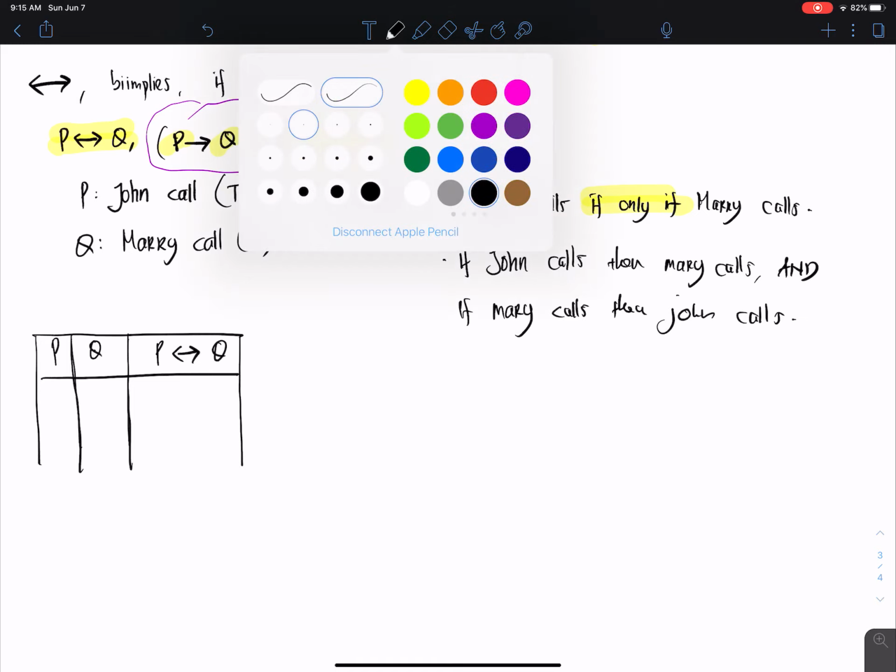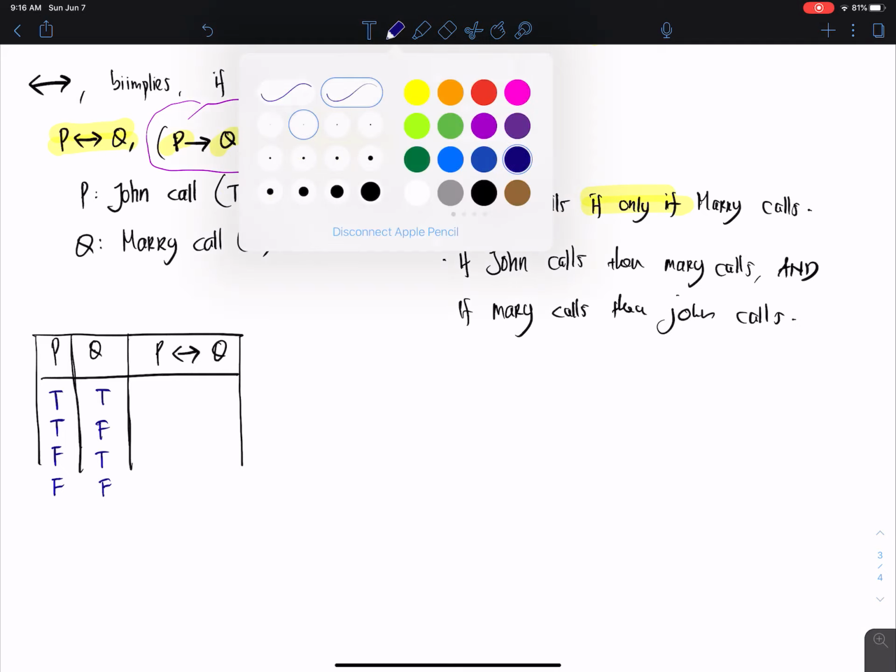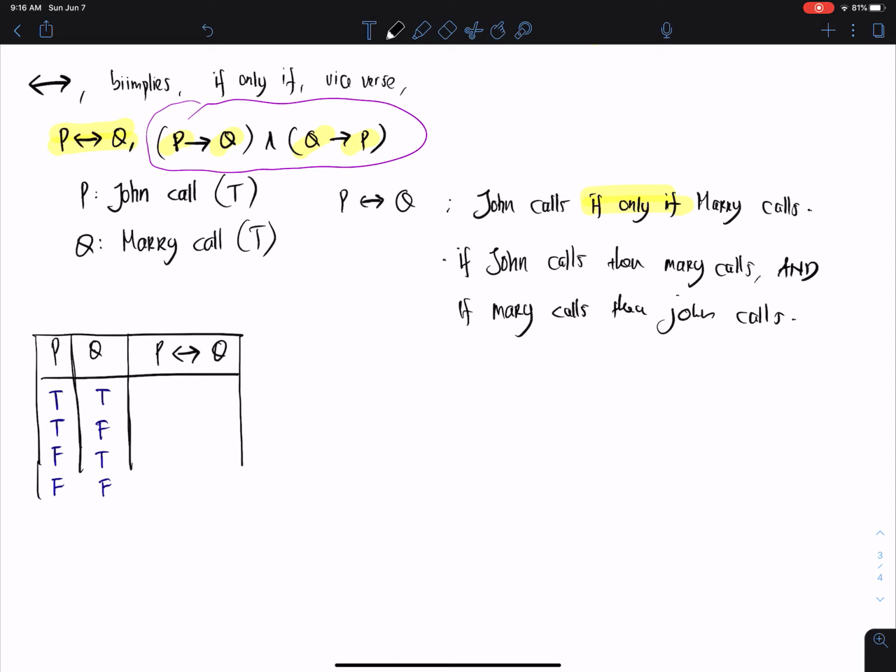So the truth value for this one is also the same: true, true, false, false, true, false, true, false. Okay. So for this Biimplies, it will be true whenever both statements have identical truth value.